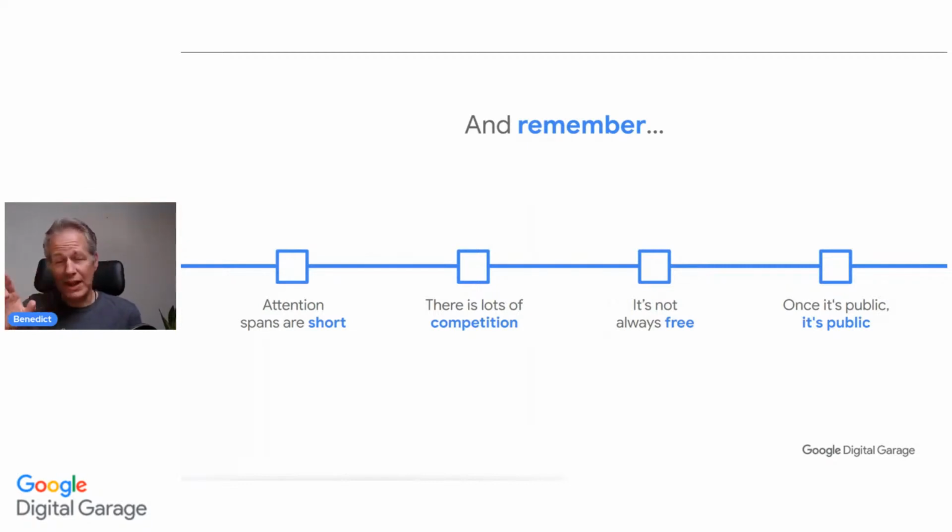So one of the big things with that last point there, once it's public, it's public. Make sure you're careful in what and how you post to avoid PR disasters, public relations disasters. Once something is out there, it can't easily be erased, especially if it goes viral for the wrong reason.